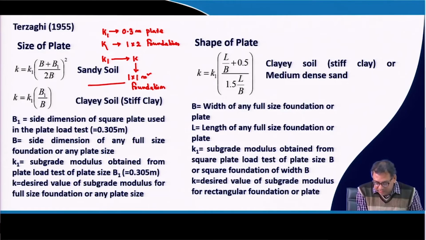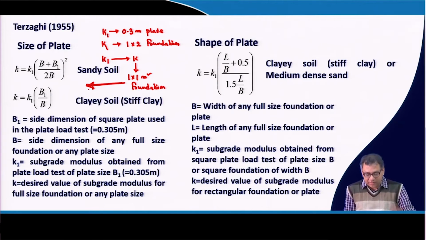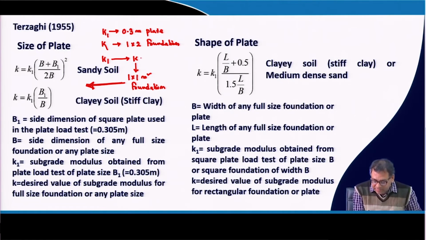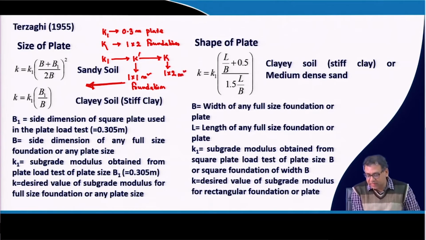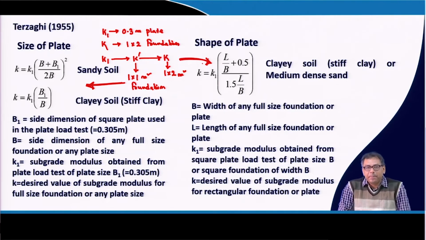by using these equations. It can be if it is clay or the sand. Once you get the K dash, then you convert this K dash to K for 1 cross 2 meter foundation by using this expression. Okay. So, first you convert the K1 to K dash to get the bearing subgrade modulus for 1 meter by 1 meter foundation, but in both the cases this is square.